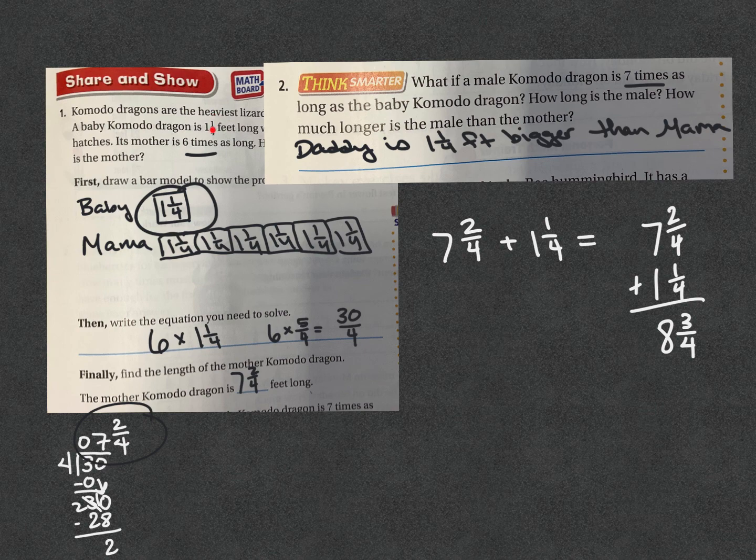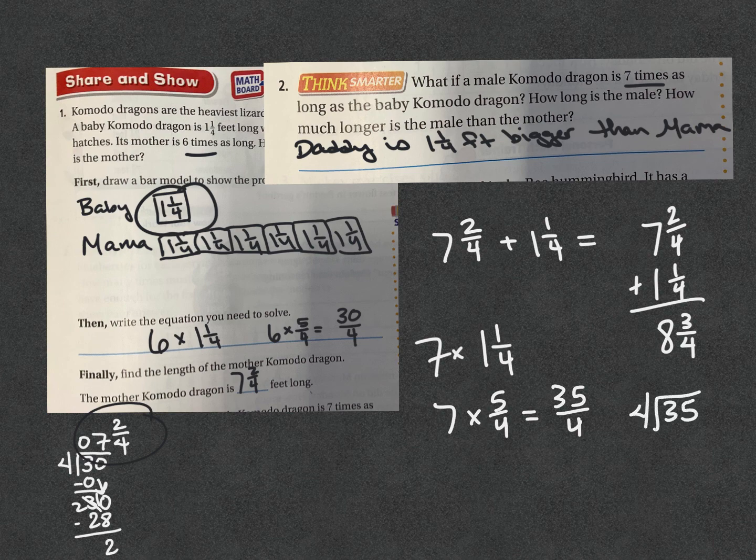And instead, I'm going to take baby's 1 1/4 feet and multiply it by 7 because daddy is 7 times longer. And we would get, we already know that this is 1 times 4 is 4 plus 1 is 5. Oopsie. 7 times 5 fourths. That's 35 fourths. 7 times 5 is 35. Divide 35 by 4 to get it back into its mixed number. No, that doesn't work. This is going to be 8 because 8 times 4 is 32. And I have 3 out of 4 left over.